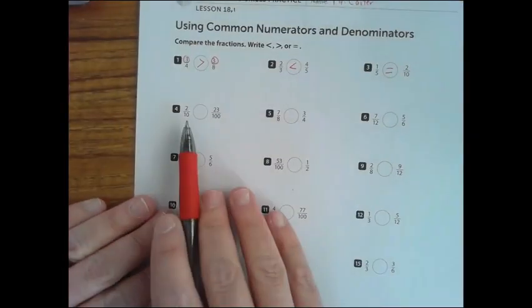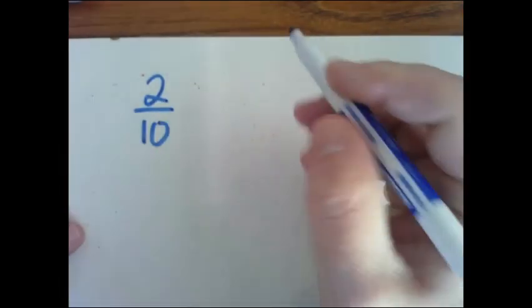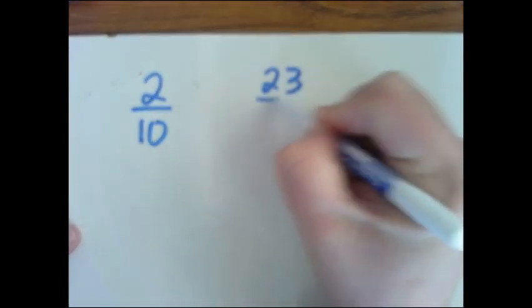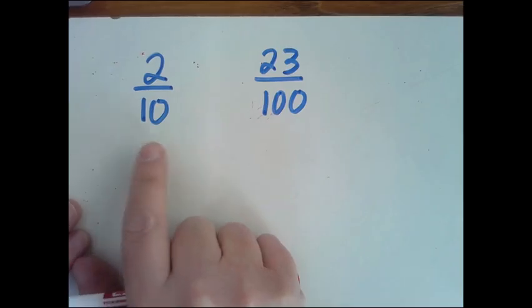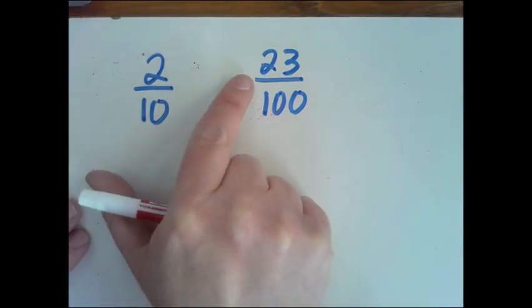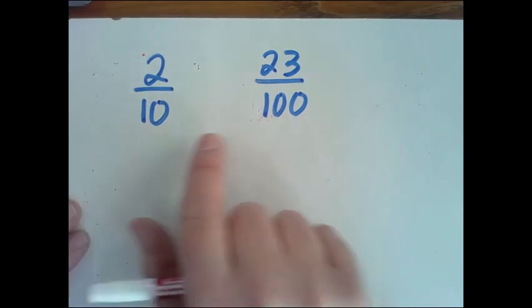All right, so let's look at number 4. We're comparing 2/10 and 23/100. Again, we're going to use common numerators or common denominators for that. So again, if we start with 2/10, and we're comparing it to 23/100. All right, focus here. I can see that we're going to have to do denominator for this one because there's nothing times 2 that'll get me 23, because 23 is an odd number.